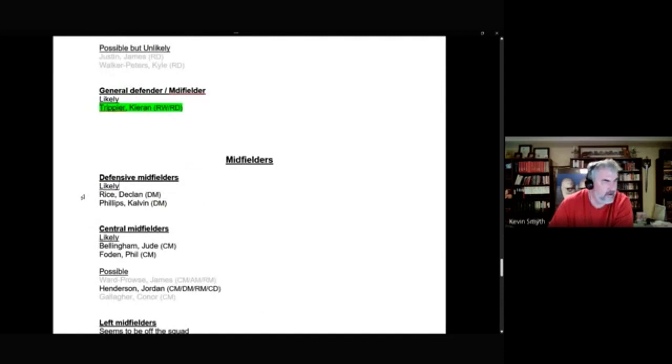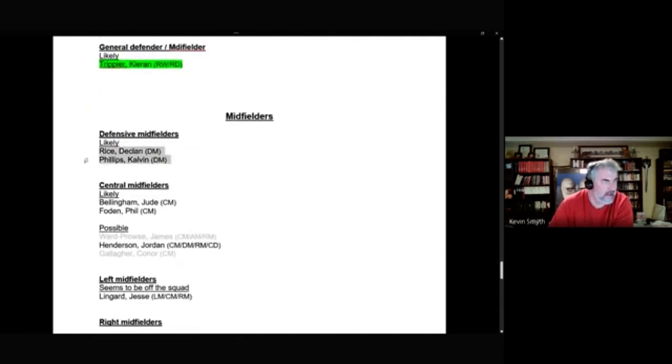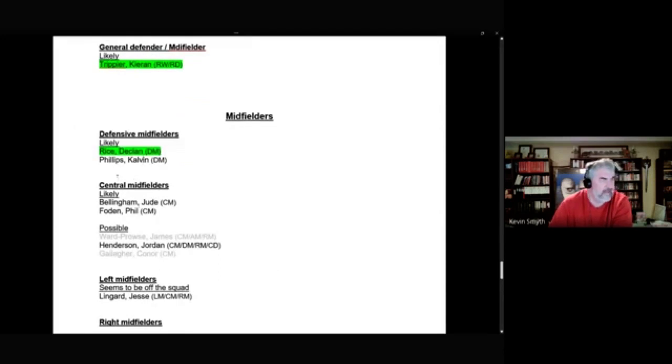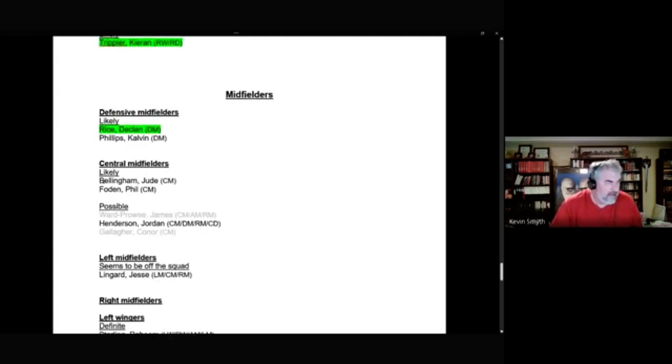Defensive midfielders, Declan Rice and Calvin Phillips. Well, I think Declan Rice is definitely a starter. I think Calvin Phillips is likely a starter, but I'm not confident enough to say that right now. But I think he will be selected for sure, and it's kind of a 50-50, depending maybe on the setup that they use.